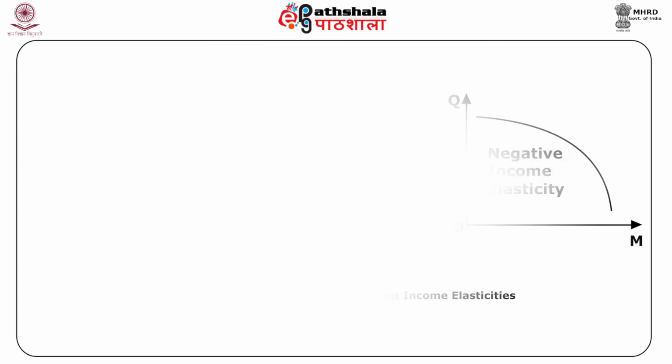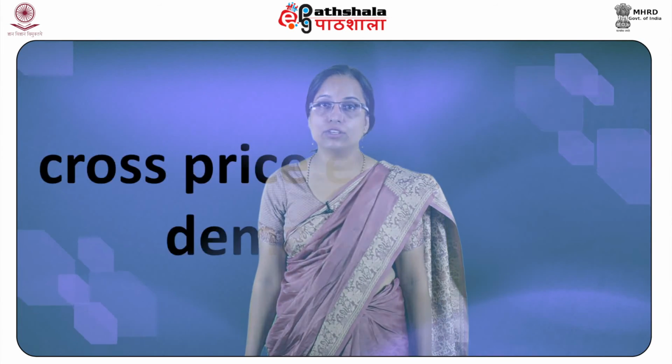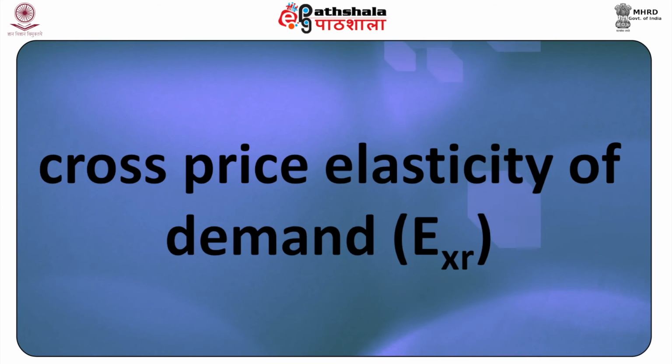Next, we come to the cross price elasticity of demand. A change in the price of related goods also affects the quantity demanded for a good X. Either these related goods are substitutes or could be complements of good X. The impact of a change in the price of R on quantity demanded of good X is given by the cross price elasticity of demand.